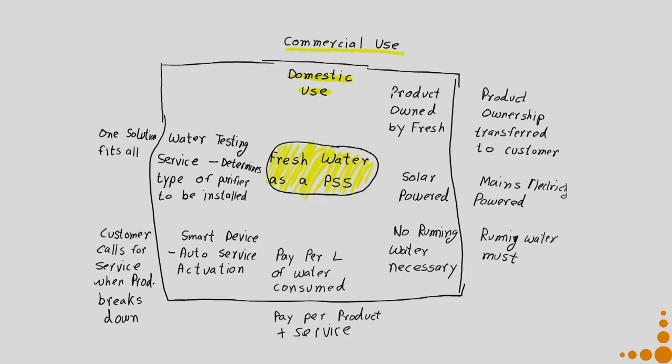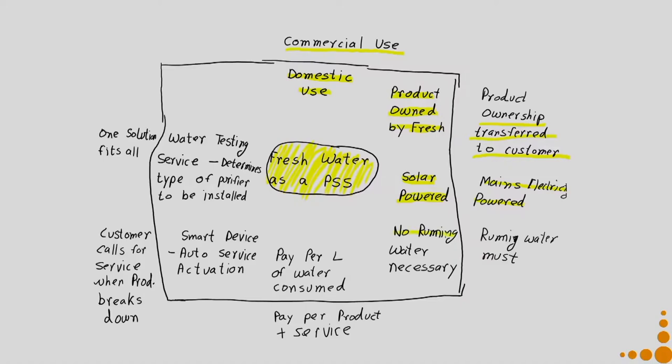So domestic use. Then the product should be owned by Fresh. What is the opposite of that? Product ownership transferred to the customer. So I am clearly defining that my offering will have the product owned by Fresh. I say that my product will be solar powered. My other option, which is mains electricity powered, I have put completely outside the box. You can also consider, because it's your design and it's mutually agreed between your client, your customers and everybody, designing a hybrid powered product. But in case you want a hybrid power, you again define it in this particular box. Since in this box I wanted to say that I want a product which is solar powered and not mains electricity powered, I have kept them totally outside.